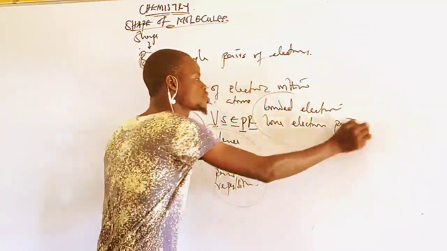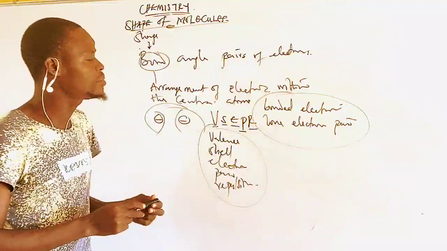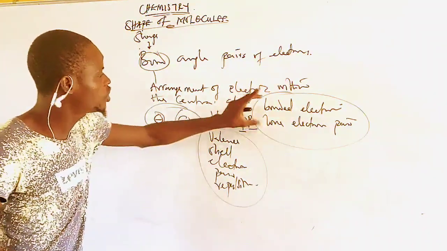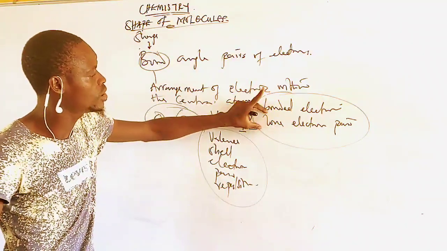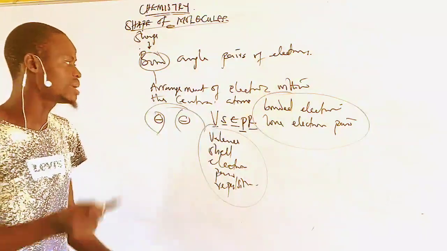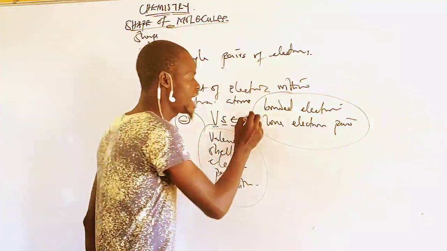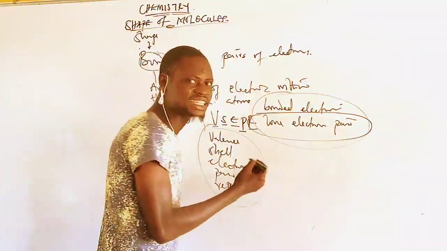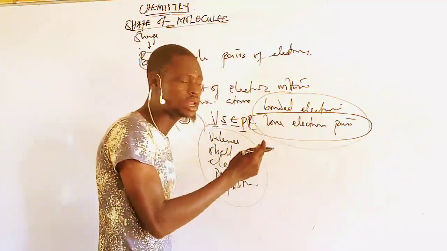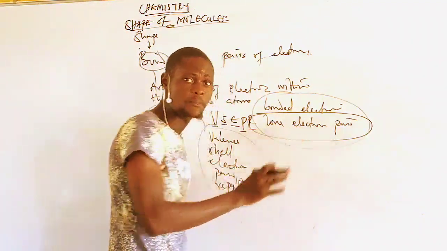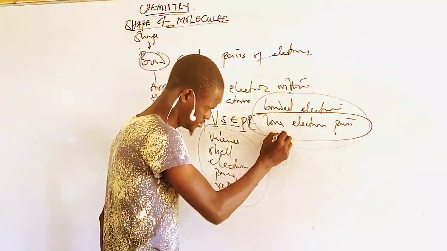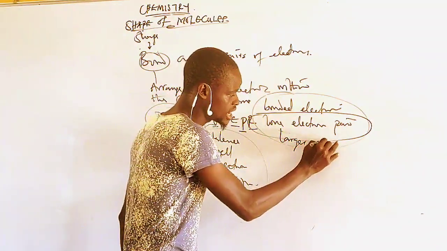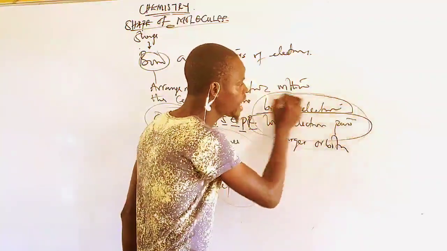These are the two types of electron pair that can be found in a molecule. Now, what do you understand by bond pair and lone pair? Before I move on, let me explain to you. An orbital that has a lone pair tends to be larger. A lone pair electron has a larger orbital than a bond pair electron.